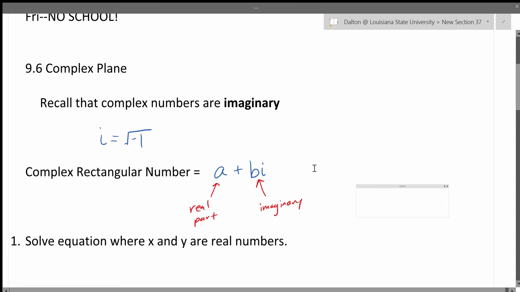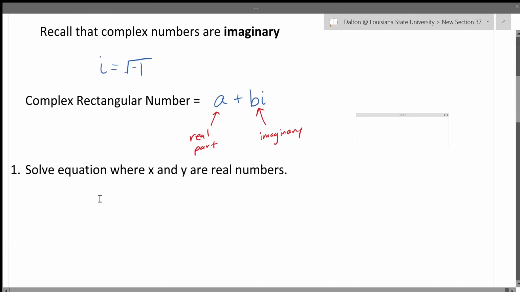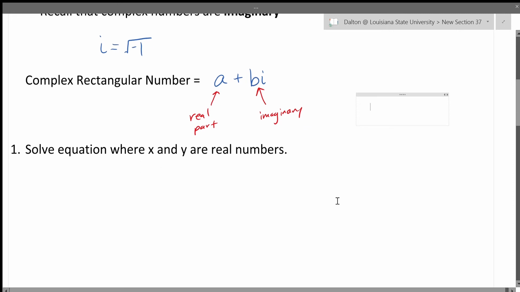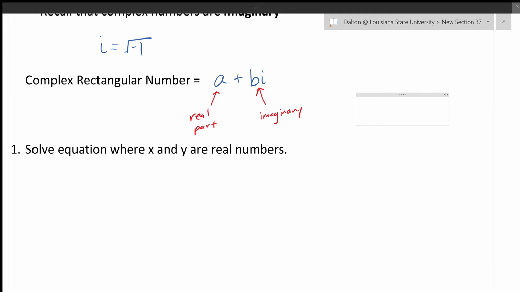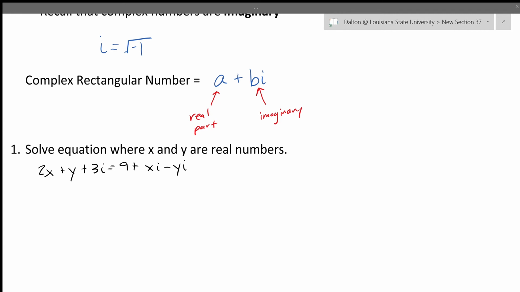Okay, so the types of problems that you're going to see are like this number 1 here. It says solve the equation where x and y are real numbers. And I'm going to give you the equation. 2x plus y plus 3i equals 9 plus xi minus yi. Lots of variables, lots of i's.